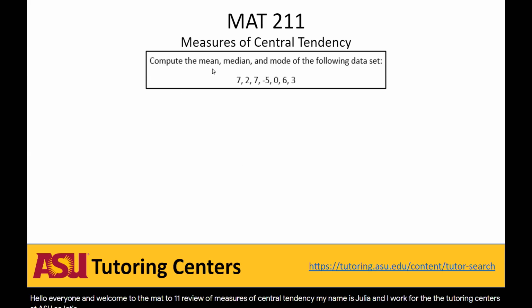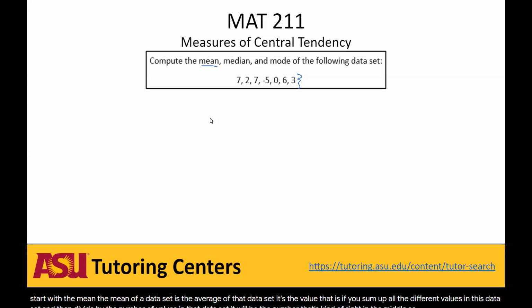So let's compute the mean, median, and mode of the following data set. We have 7, 2, another 7, -5, 0, 6, and 3. So let's start with the mean. The mean of a data set is the average of that data set. It's the value that, if you sum up all the different values in this data set and then divide by the number of values in that data set, will be the number that's kind of right in the middle.